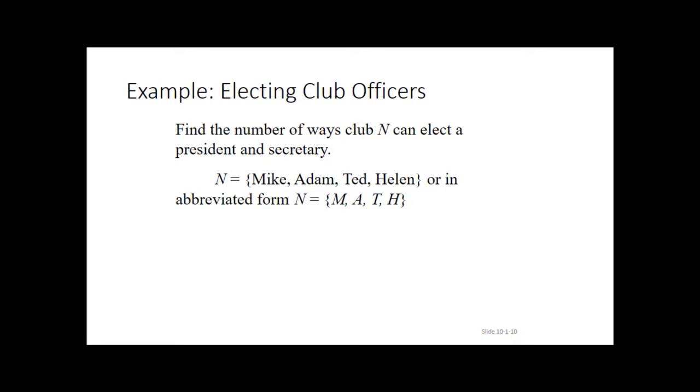So back to that club we talked about earlier with Mike, Adam, Ted, and Helen. Find the number of ways that they could elect a president and a secretary. Earlier we just asked about the number of ways to get a president, and there's only 4. But when you add in that second part of the task, it complicates it a little bit.